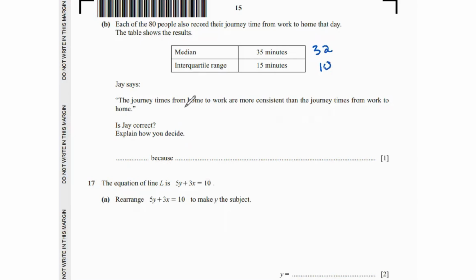He's saying that the journey times from home to work are more consistent than the journey from work to home. He's actually correct because when we go from home to work, we have a lower interquartile range. Lower interquartile range means that there is more consistency.